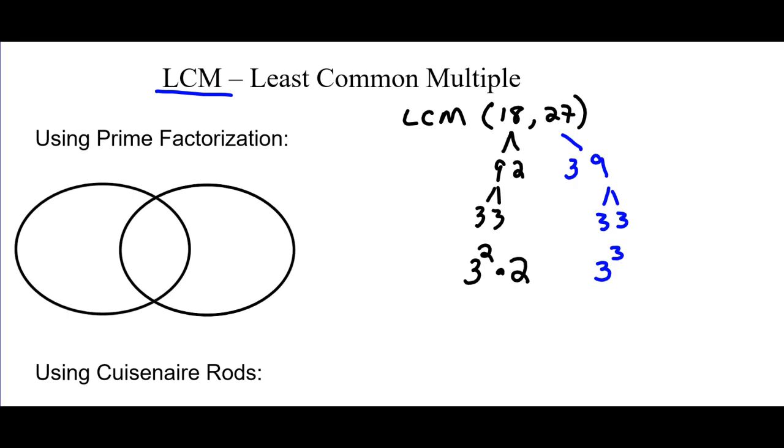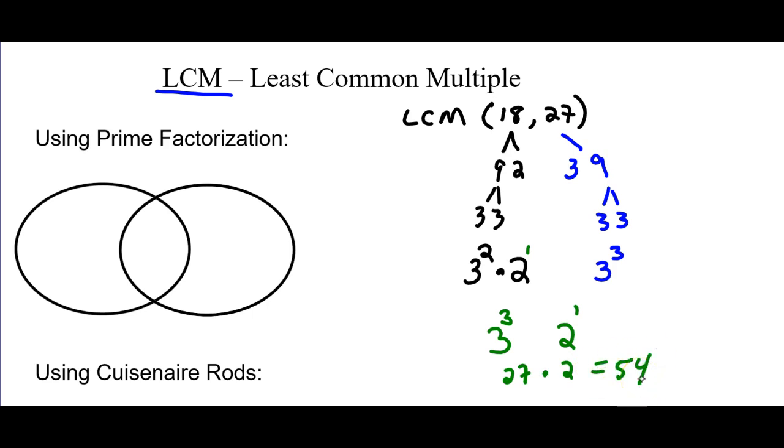All right, so I did the prime factorization there. I got 3 squared times 2 to the first, and then 3 cubed for the 27. Remember, to find the LCM, I'm going to take each base and write it down, 3 and 2. And then I'm going to take the largest exponent between the two. So 3 squared and 3 cubed. I'm going to write down 3 cubed. 2 to the first, and no 2 over here, so I'm going to write 2 to the first. 3 cubed is 27. 2 to the first is 2. Multiply them, you get 54.